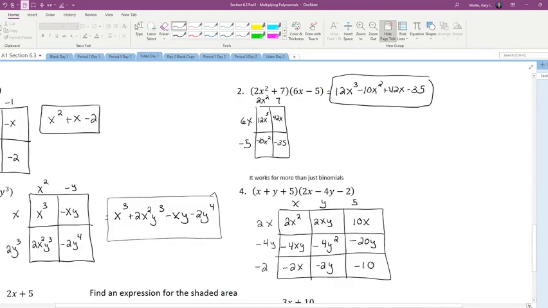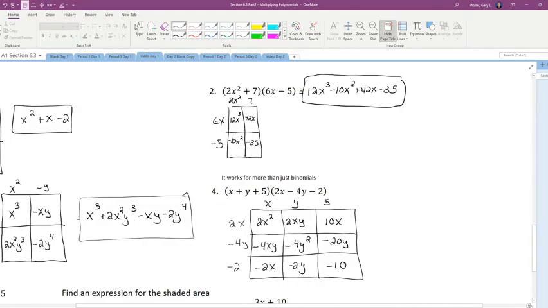Okay, now I'm going to put all these together. So which ones are in common? Looking real close here, I'm going to mark a few. I see x's and x's. I see y's and y's. I see an xy and an xy, and everything else is on its own.